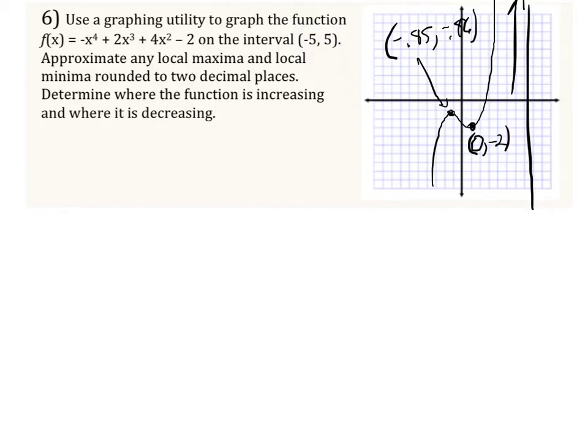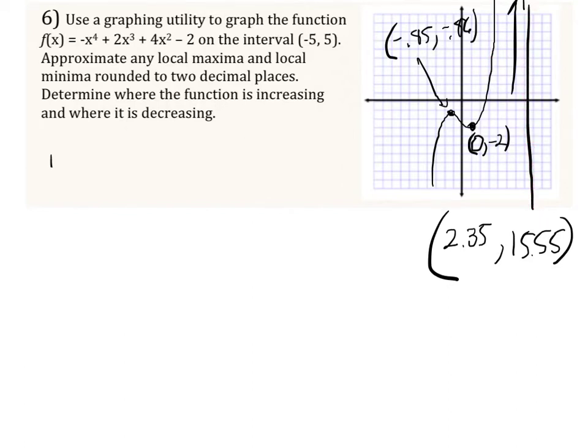And my other max I get at 2.35, comma 15.55. So there we go. So we want to find where the function is increasing, decreasing, and otherwise. So I'm looking and I'm seeing that we are increasing from here to there, we decrease from there to there, we increase up to that other max, and then we decrease onto infinity.